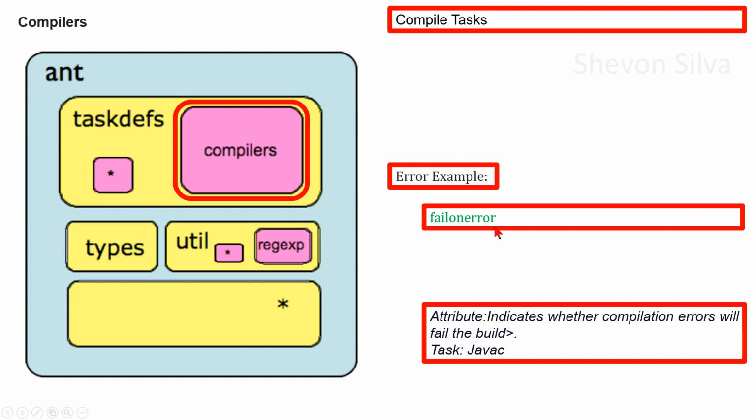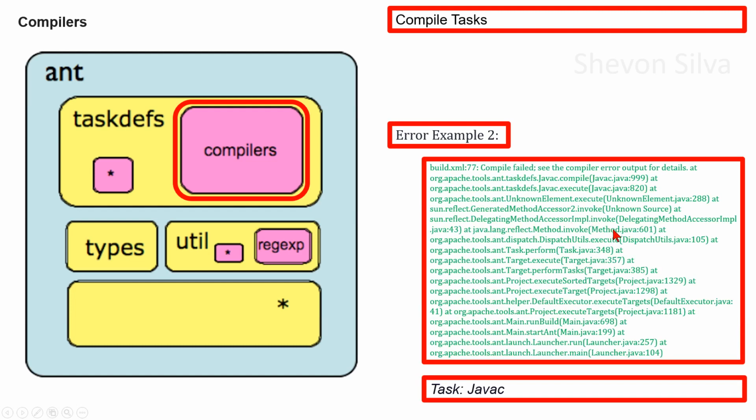Here, as error example 2, we can consider this error that occurred in the javac task. Compile failed. build.xml:77: Compile failed. See the compile error output for details. There are a number of source files here.